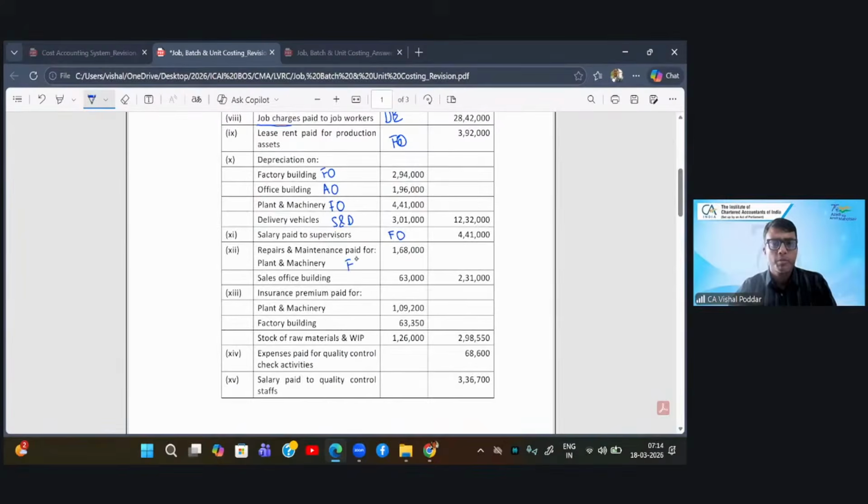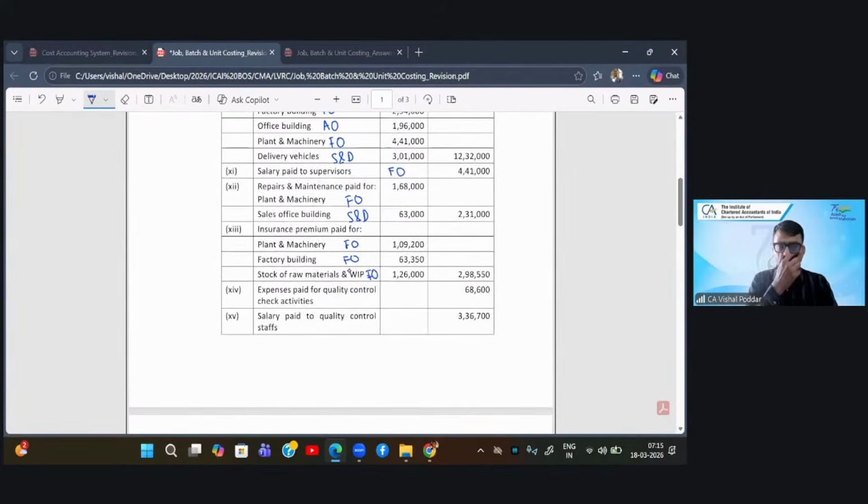Repair and maintenance for machinery is factory overheads. Of sales office building is selling and distribution overheads. Then insurance premium for plant and machinery is factory. Factory building is factory. And for stock of raw material and WIP, that is also factory overheads. So insurances of these things are falling here.